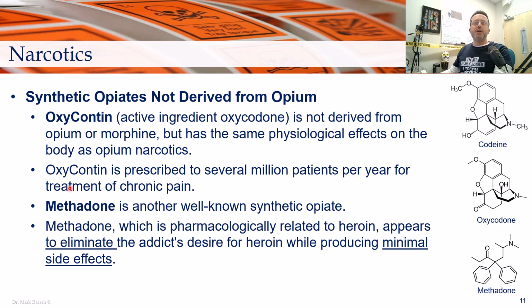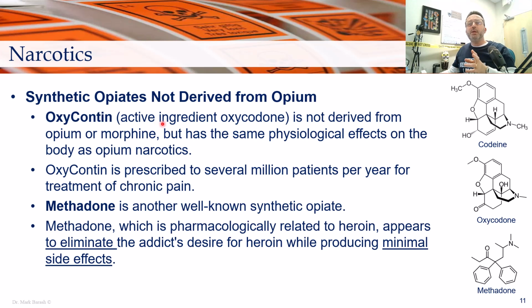Now, in addition to the natural molecule of morphine and the semi-synthetic codeine, there are many synthetic opioids which are designed as morphine analogs, or in other words, chemicals that have similar molecular structure to morphine. One of these is oxycodone, which has very similar physiological effect on the body as morphine, but is much less addictive. It is actually prescribed to several million patients per year for treatment of chronic pain.